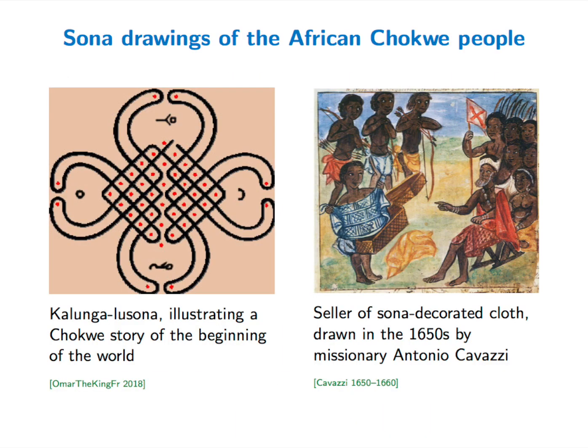The Chokwe people of southwestern Africa have a tradition of making decorative patterns called Sona or Lusona, in which dots in a grid-like arrangement are separated from each other by a self-crossing curve, drawn as a single stroke. These patterns may be used for children's games, as a mnemonic device for telling stories, and as a decorative pattern in the crafts of the Chokwe people.